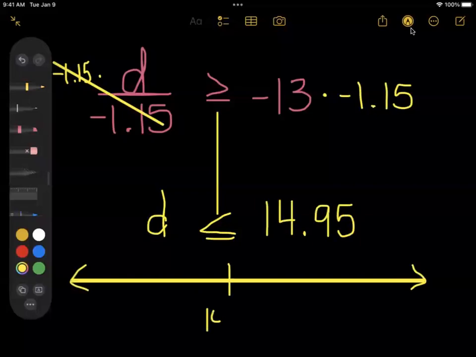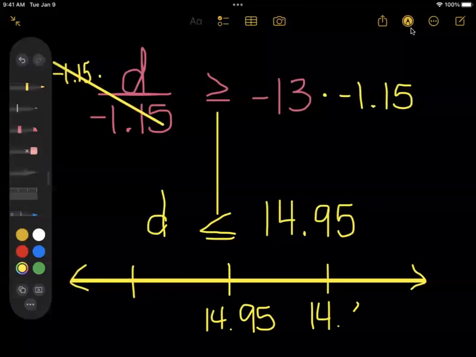Put 14.95 here in the middle. Now, if you want to on either side, you could either go up by whole numbers or you could go up by decimals. It's really up to you, however you want to do it. Or if you're given a number line to graph on, then the numbers would already be there. I'm going to go 14.96. And here I'm going to go 14.94. Keep it simple.